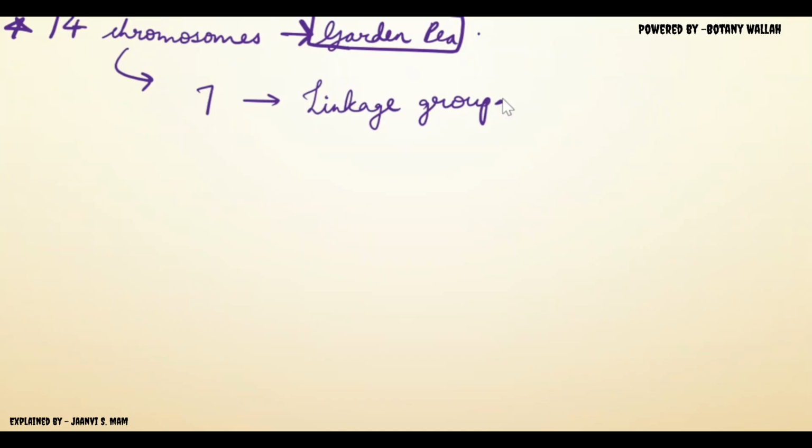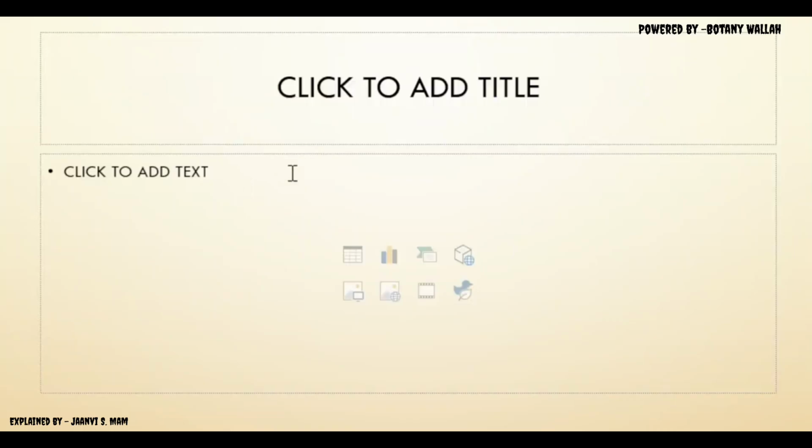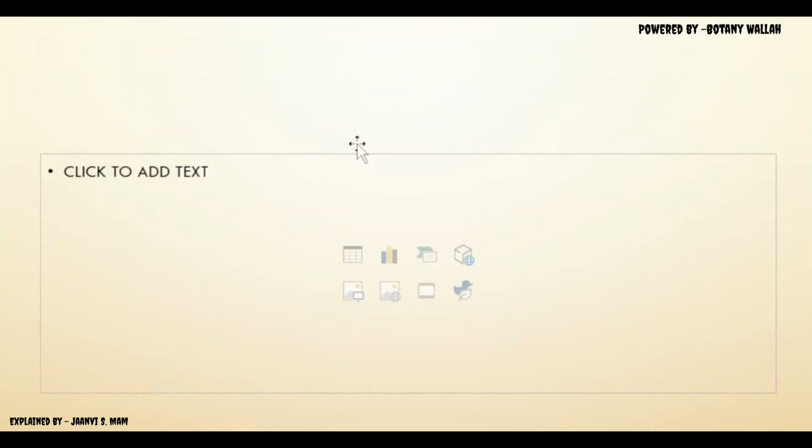We will speak about Morgan's experiment someday, but for now we are going to end the linkage part here and start Mendel's genetics. Today we will speak about some concepts in the field of genetics, mainly crossing. There are many crosses, and we will move one by one.